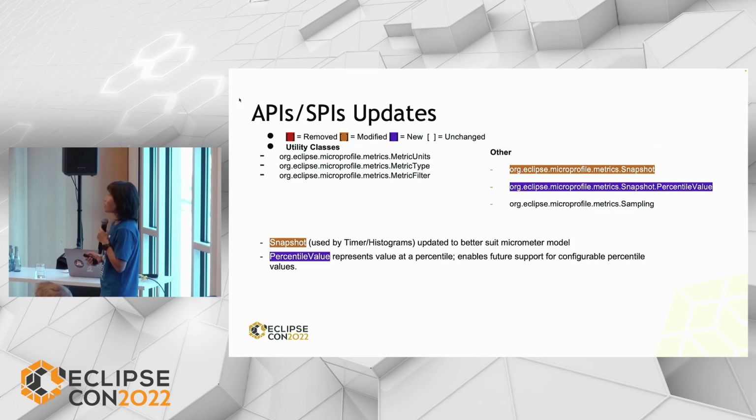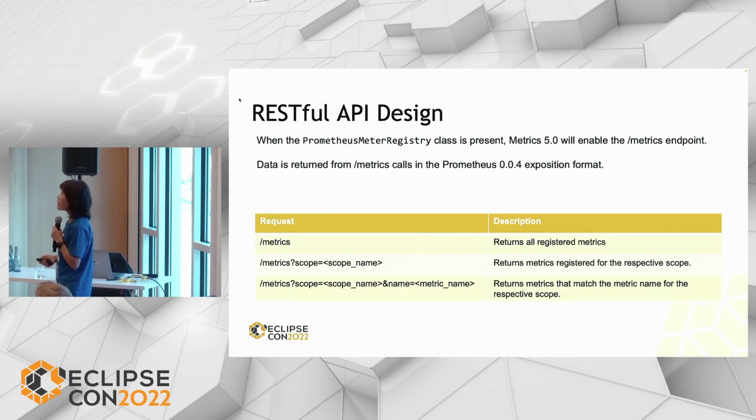registry scope. The other update is this one, modified to fit better with Micrometer. Also, this is a percentile value, because Micrometer is very keen on percentiles, and it did well with this percentile, so this one was added.